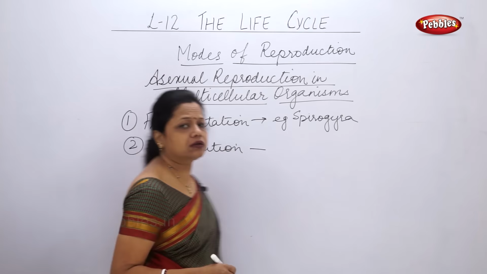Then third which we are going to see is budding. Now budding is repeated here. Budding was seen in yeast. Budding here in multicellular organism is also seen, and one of the common examples is Hydra. Fourth, vegetative propagation, which is seen in plants. Now we are going to discuss which plants, which part of the plants we are going to see the vegetative propagation. And fifth, which we are going to see is spore formation.